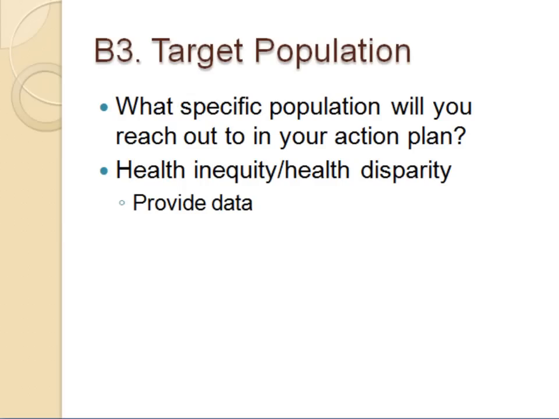B3 is the target population. So what specific population do you plan on reaching out to in your action plan? Through your field work, which population did you identify as needing interventions? In this section, you'll also be identifying a health disparity within the community related to the topic. You will need to provide data to back that up, and if needed, you can refer back to your Stanhope e-text on what a health disparity is.